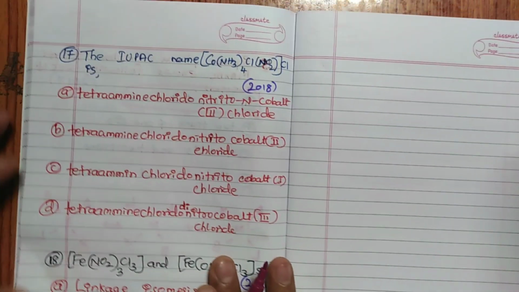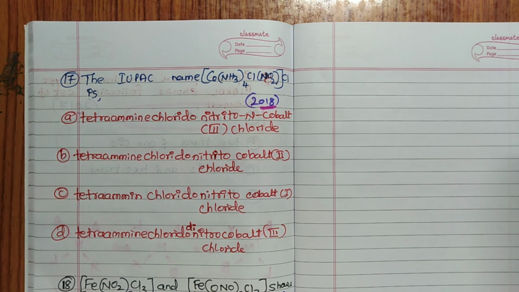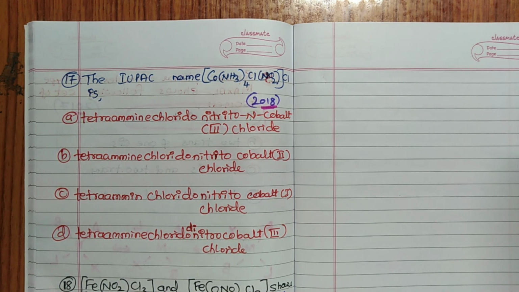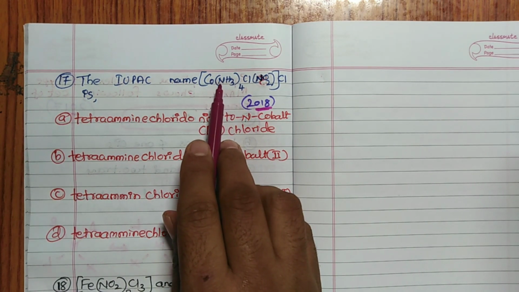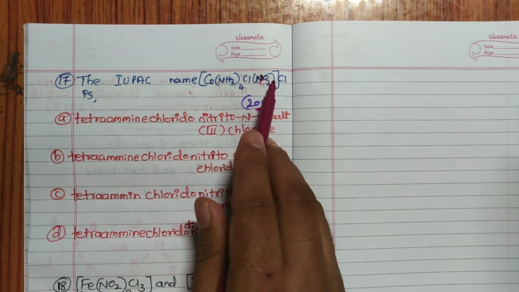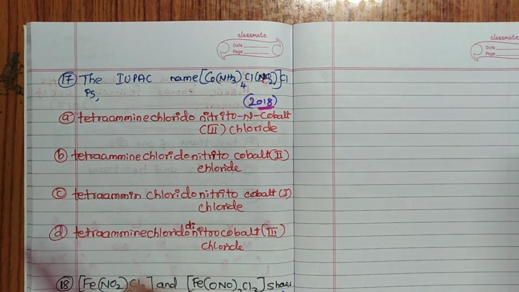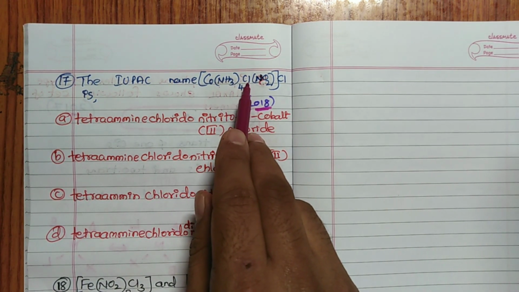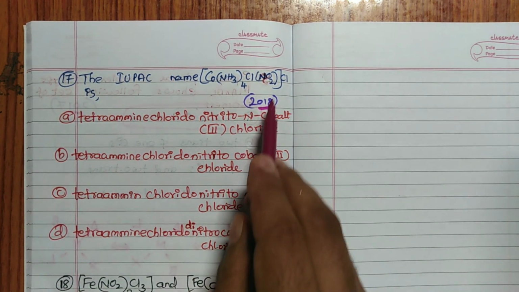Then the last two. 17th question, an IUPAC name question asked in 2018. Remember, don't look at the options. See the IUPAC name: all options start with tetraammine, and chlorido is there in all the cases.